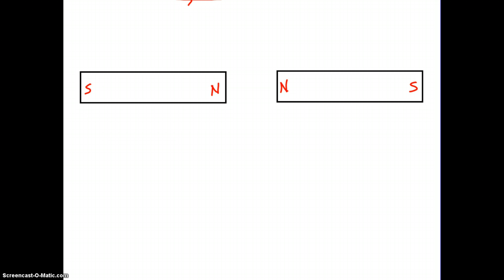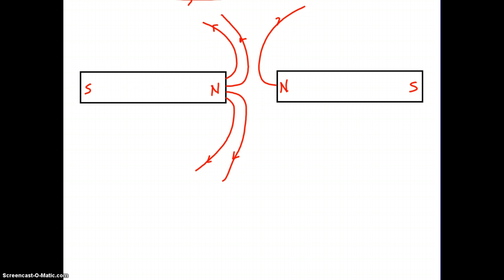Like poles repel. So what would happen here is the lines would come away from the north and then get repelled away from the north towards the south. And then the same thing over here for the other magnet. And eventually, of course, these lines would come back around all the way over to a south pole. But we're just showing the interaction of the magnetic field between these two magnets themselves.